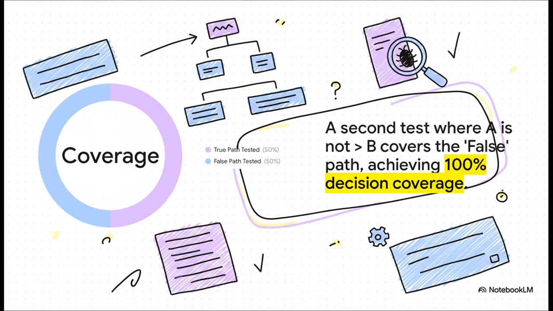And this is a perfect illustration of why coverage is so important. To get to 100% decision coverage, all we need is a second test. This time, let's make A equal to 5 and B equal to 10. Now the condition is false, and our test runs down that other path. See? By designing our tests to specifically cover both outcomes of that decision, we can be way more confident that the logic is solid no matter what kind of data gets thrown at it.